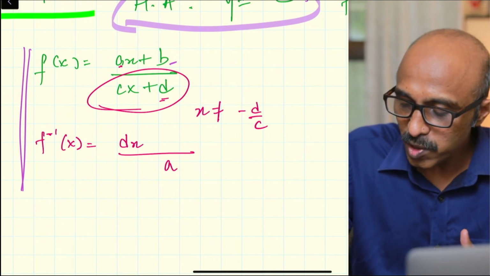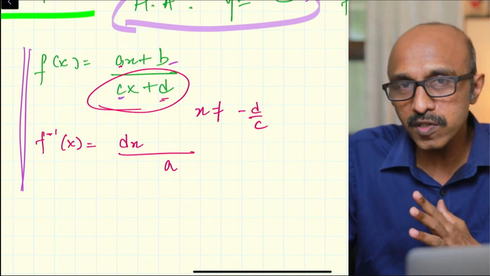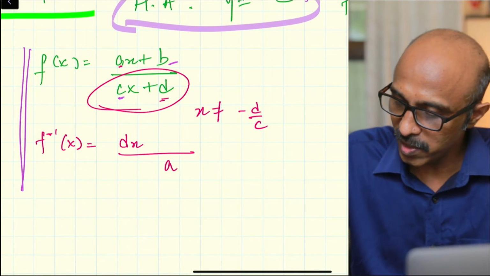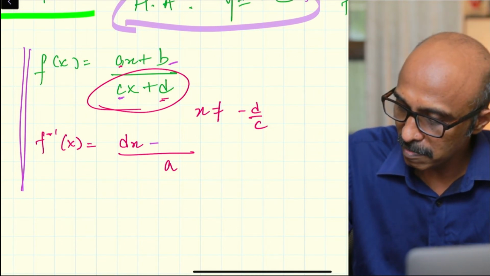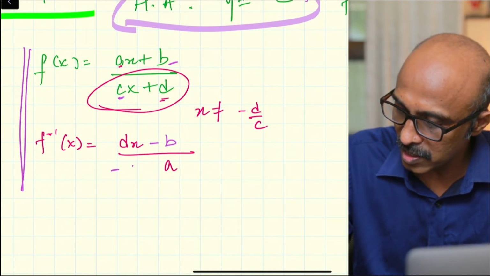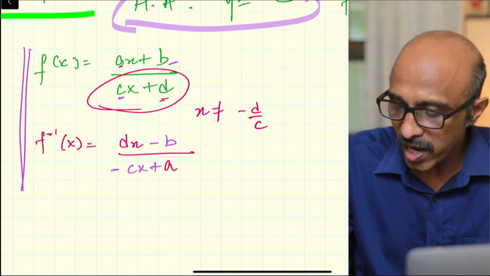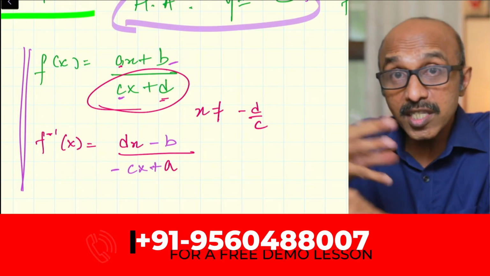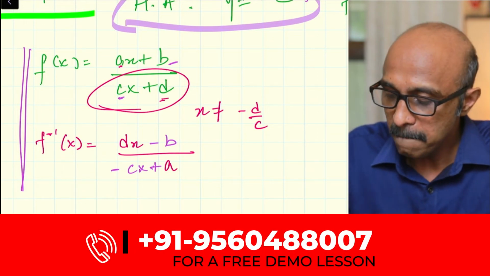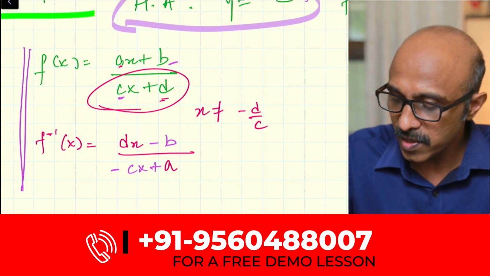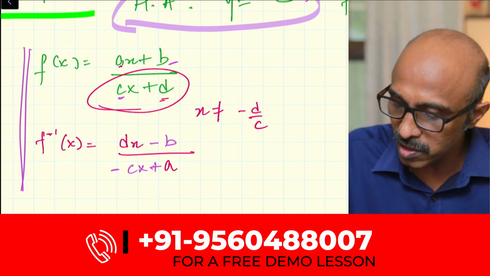And for b and c, what you do is that you just reverse their signs. If it was positive, you make it negative. If it was negative, you make it positive. So this will be minus b and this will be a minus cx. Okay, I'll make that plus. So a and d just interchange their positions with their signs. b and c reverse their signs. Okay, and that should be the inverse. And you can check it out.